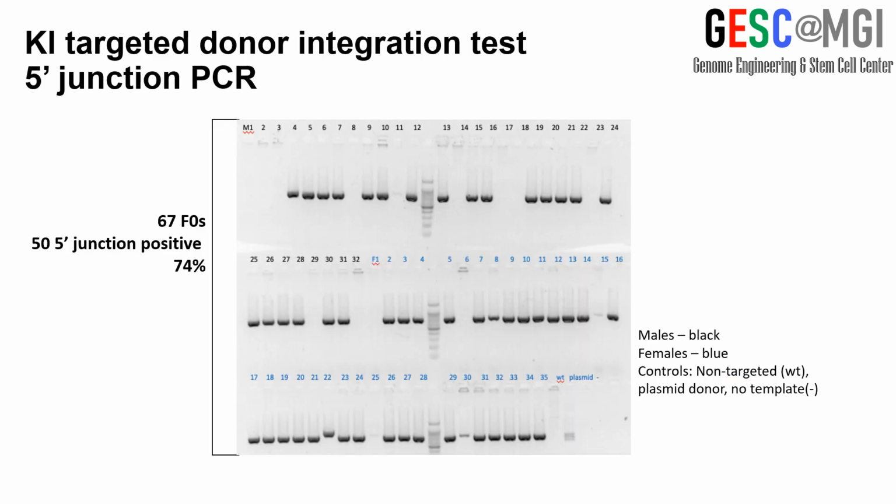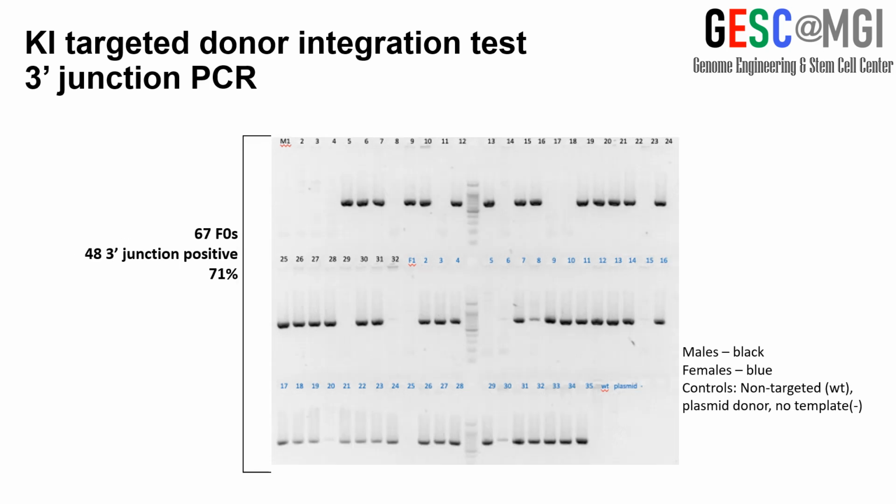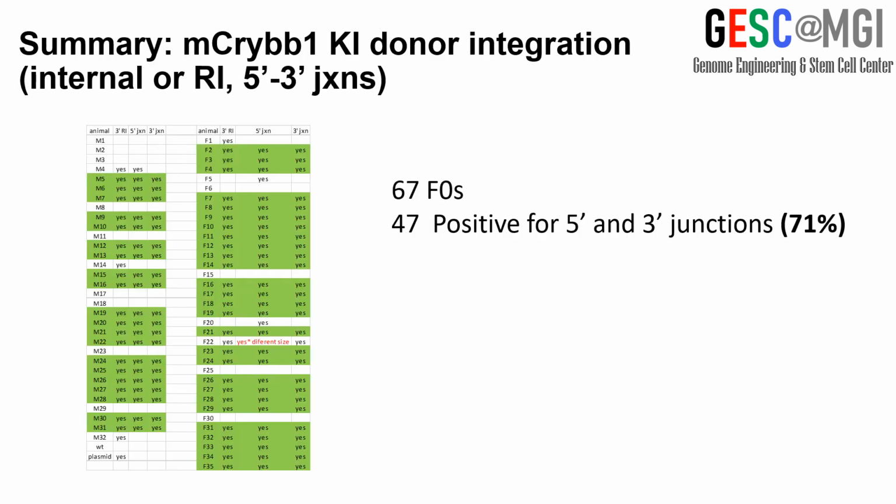67 animals were born from this effort, and 50 of them were positive for the 5' junction, and 48 of them were positive for the 3' junction. And in total, 47 were positive for both the 5' and 3' junction.